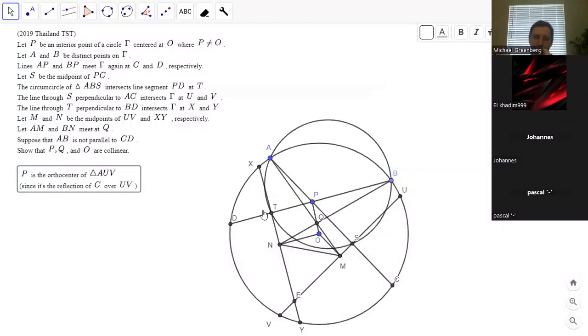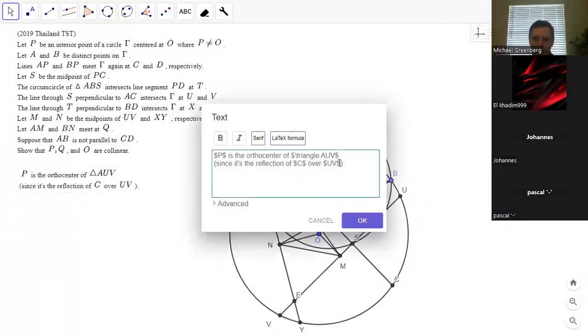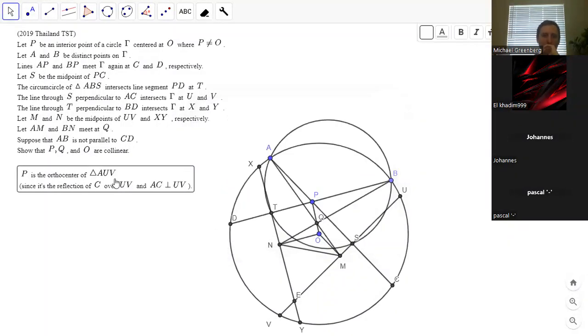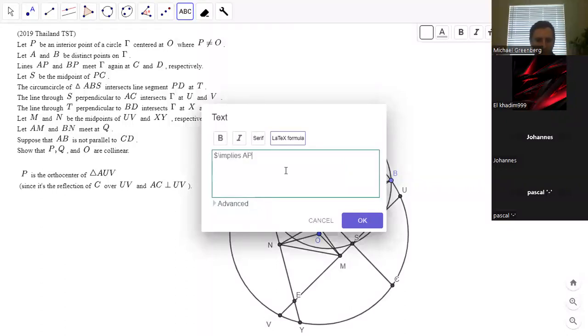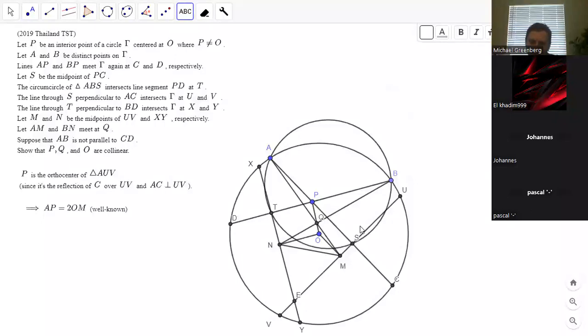All right. And AC is perpendicular to UV. So that means that AP equals 2OM. That's well known and also not very hard to prove. And that means that AQ, or that means that, so we'll eventually show the homothety, right?